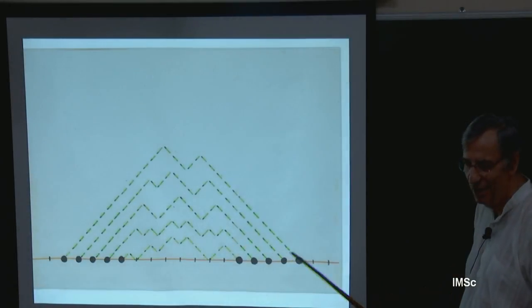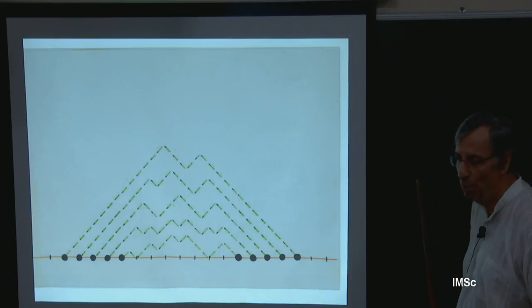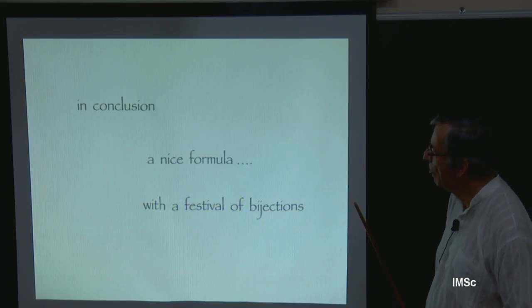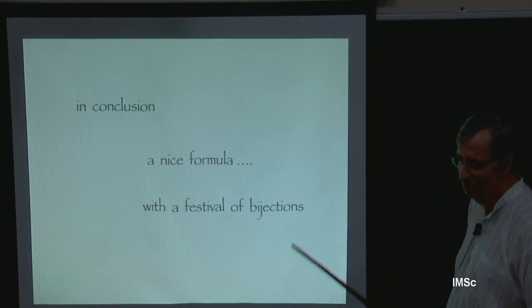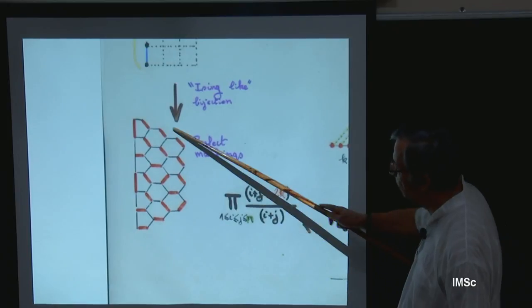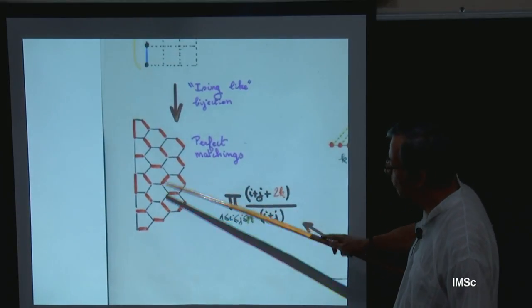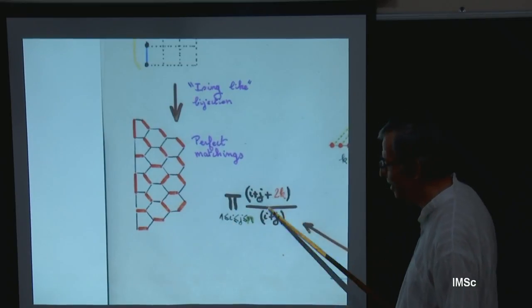This is the Hankel determinant. It's not easy to see that it's a product. It can be computed by calculus, but not only a nice formula, it is a festival of bijections. So you see this, the number of perfect matchings of this graph. There are hexagons, pentagons. The number of perfect matchings is exactly this Hankel determinant.